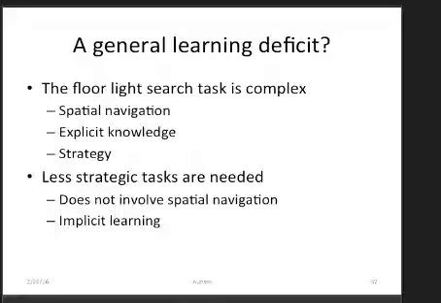This fascinating study raises the question about why children with ASD required more trials to learn. The floor light search task is inherently complex. Successful performance depends on an ability to navigate a large space. In addition, other studies show that participants in this kind of setup tended to acquire explicit knowledge about where the light is often located, allowing them to develop the right strategy to search in the rich side first. If we want to understand whether children with ASD exhibit a general deficit in their ability to learn to attend, we need to design simpler tasks that do not involve spatial navigation or explicit strategies.